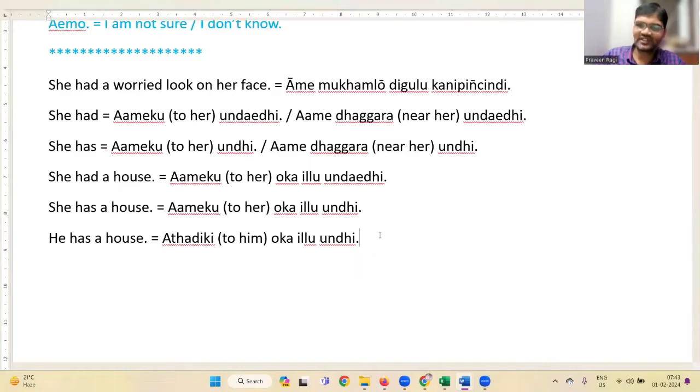That is, if something is detachable, it can be placed near him. In such a case, for example, na deggara oka pen undi. A pen I can bring near, I can take it far also. Na deggara. But for example, sometimes people say he has fever. Here fever is not detachable, so there we cannot say deggara. We use the ku or ki suffix. He has fever. Atadiki jwaram undi. This is correct.